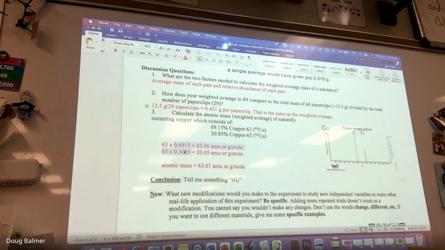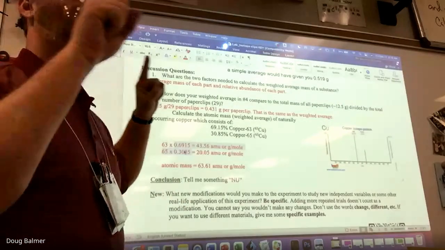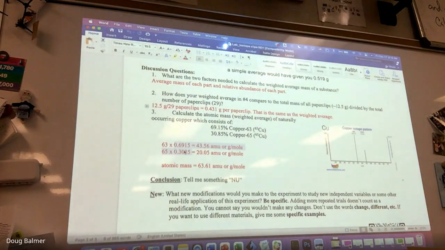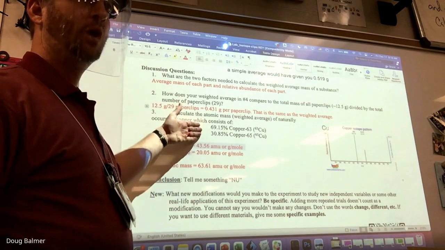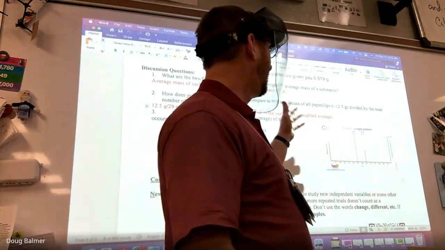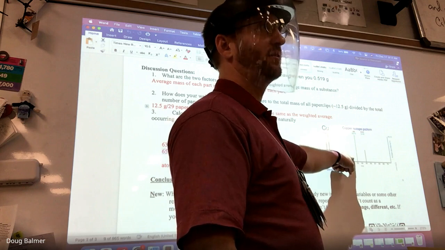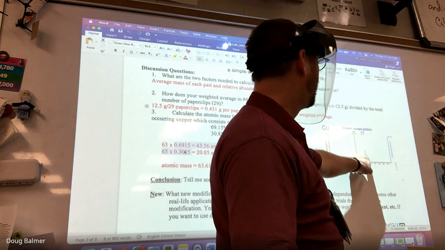Did you get 0.6915 and 0.3085? The percents written as a decimal. You can't plug a percent into the calculator because percent means per hundred, divided by 100. Now, if the question was, well, where did we get these numbers from? We put the copper element in a mass spectrometer, just like J.J. Thomson invented, and you're going to get a graph that looks like that. That's 69.15%. That's 30.85%.